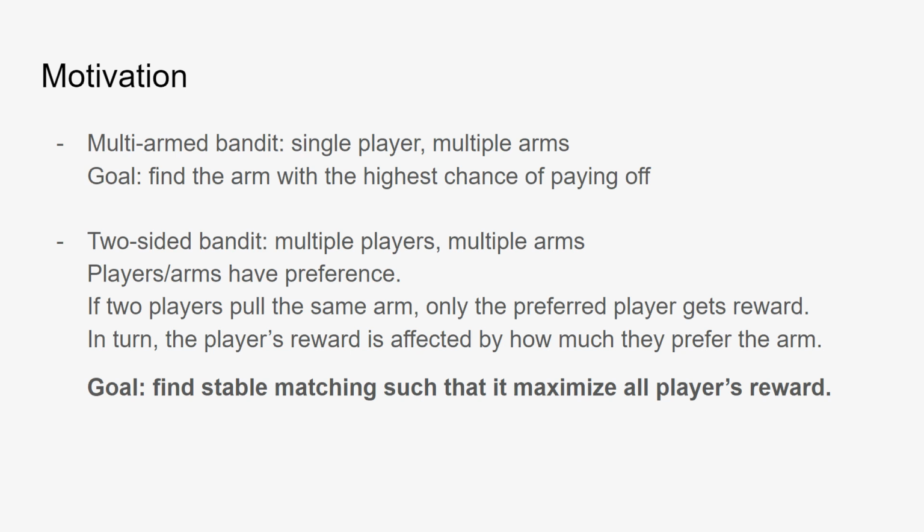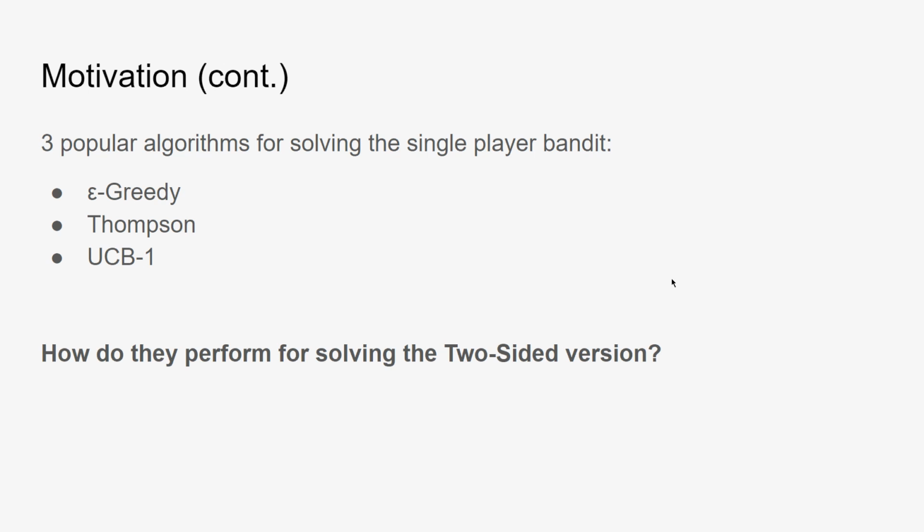A more complex version of this problem is then the two-sided bandit problem. There are multiple players playing at the same time. Players have preference over the arms and vice versa. When two or more players pull the same arm, a conflict arises. Only the most preferred player in this particular arm is able to pull the arm. The winner's reward isn't affected by the rank of the arm. The goal is to find a stable matching such that it maximizes the total reward.